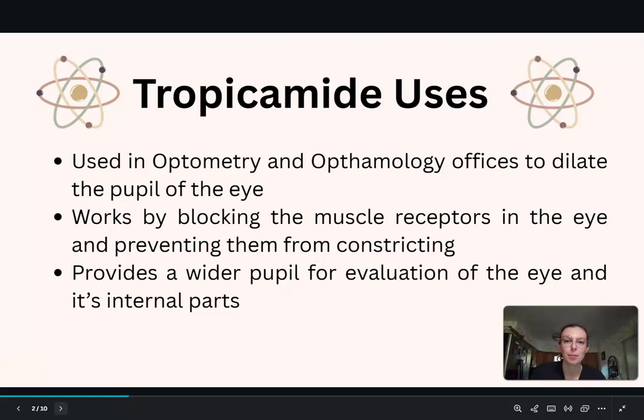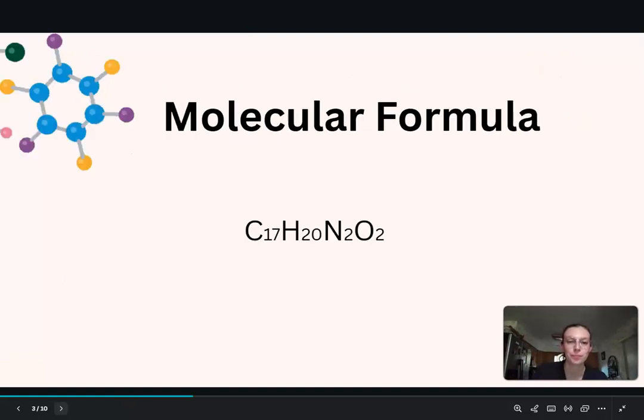It works by blocking the muscle receptors in the eye and preventing it from constricting, so the pupil stays nice and wide and the doctor can take a look into the eye and check the health of the retina and the optic nerve. It keeps a nice wider field of vision. Instead of the pupil constricting and the doctor looking through a small segment, they have a wider segment to look through.